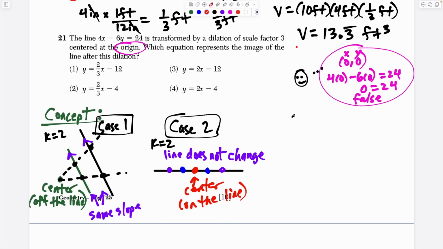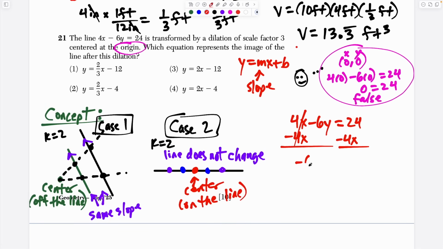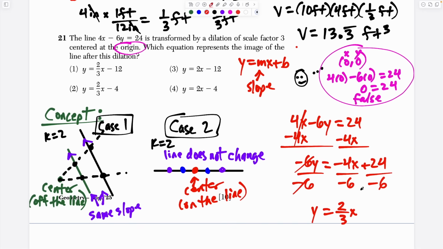Now I'm going to take 4x minus 6y equals 24 and write it in the form y equals mx plus b, that way we can identify the slope. I want to find the slope here. So I'm going to subtract 4x on both sides. Then we have negative 6y equals negative 4x plus 24. And then we just divide everything by negative 6. Now y equals, a negative over a negative is a positive, and 4 over 6 reduces to 2/3. So we have 2/3 x. And 24 divided by negative 6 is negative 4. So that gives us 2/3 x minus 4.